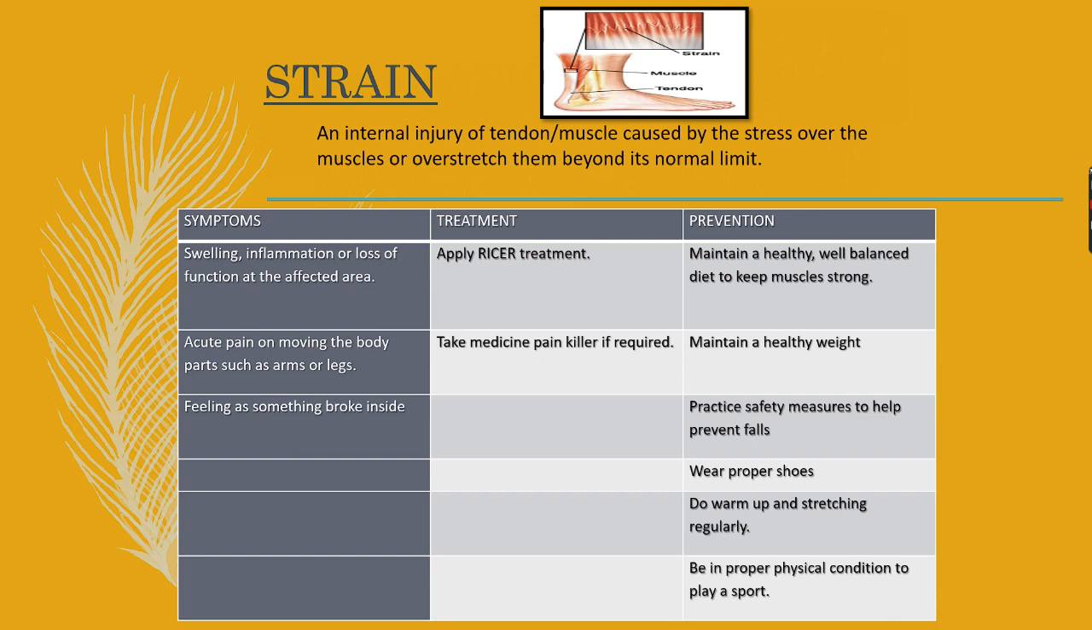Acute pain on moving body parts such as arms or legs. Take medicine, painkiller if required. Maintain a healthy weight. Feeling as if something broke inside. Practice safety measures to help prevent falls. Wear proper shoes, do warm-up and stretching regularly. Be in proper physical condition to play a sport.